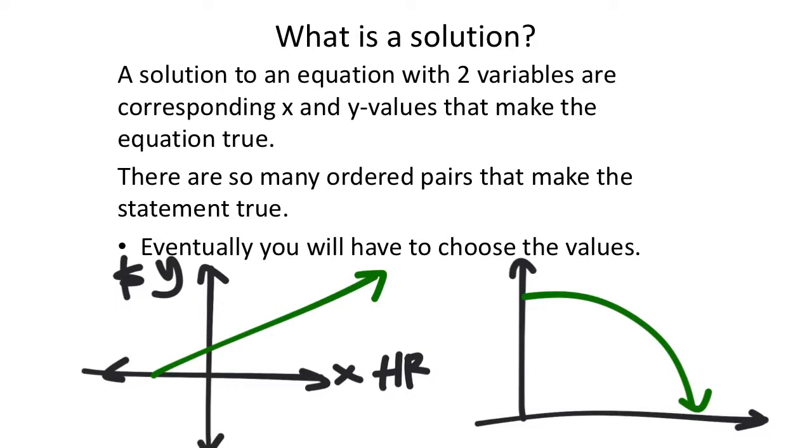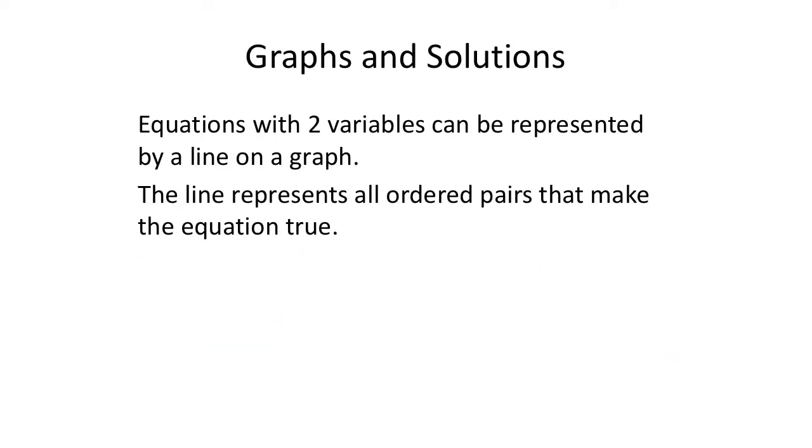So make sure you always pay attention to graphs, because it is mathematical, and that's one problem that we run into: once it's mathematical, then it has to be correct. Well, not always, okay? So graphs and solutions: equations with two variables can be represented by a line on a graph. The line represents all ordered pairs that make the equation true.